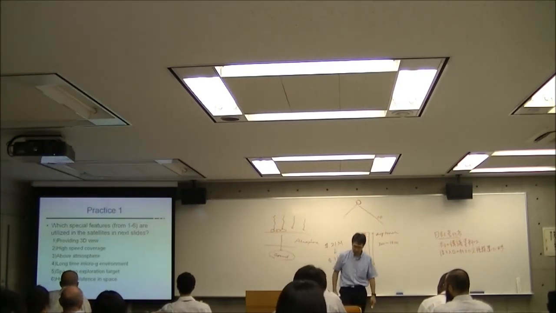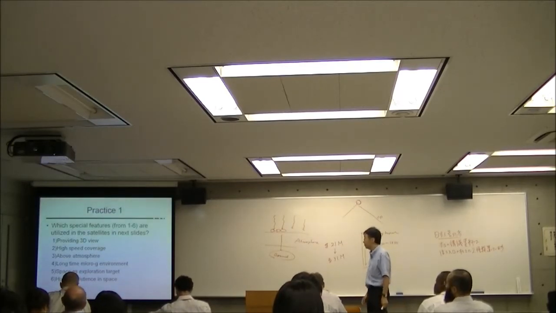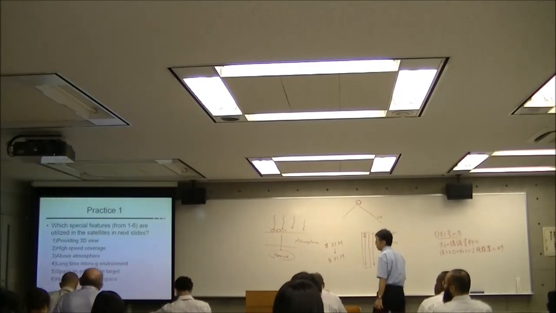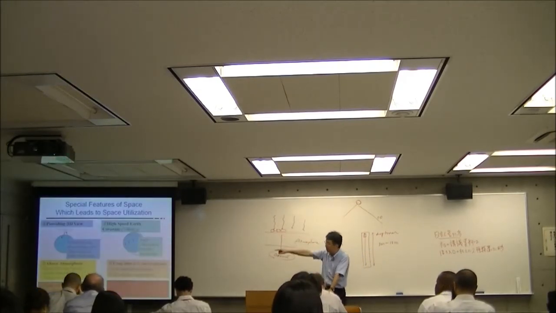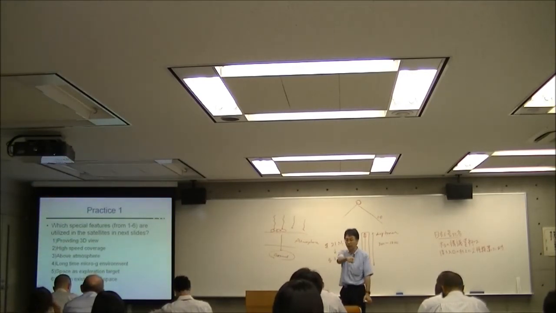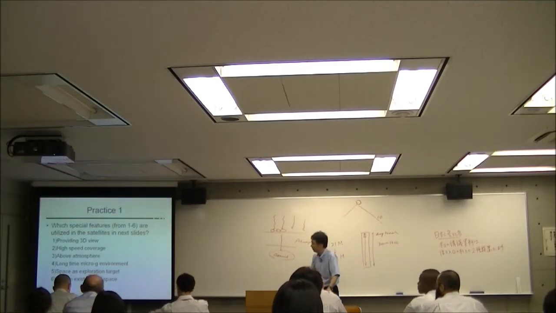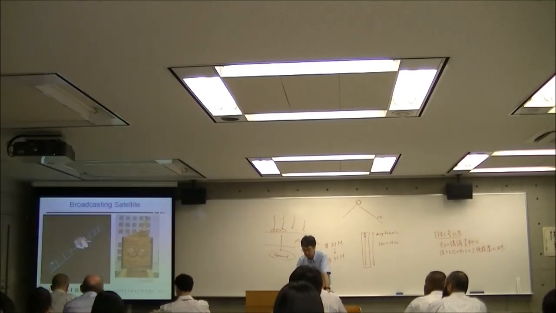Okay, so please answer these questions. The special features of space which I said, from 1 to 6, are utilized in the satellites in the next slide. Please answer each of them. There are 6 types of features, providing 3D view, high speed coverage of the atmosphere, and so on. Please answer which features are used for each mission.